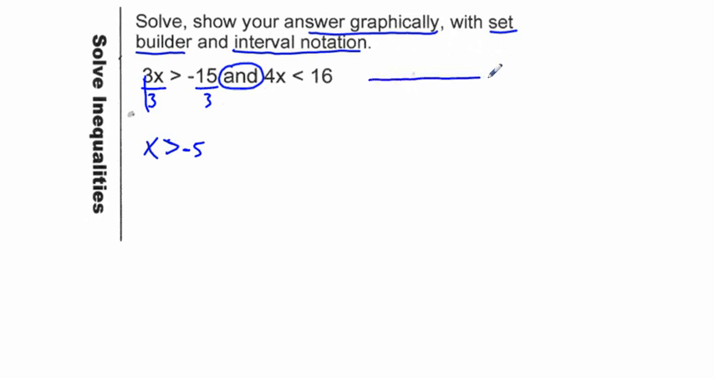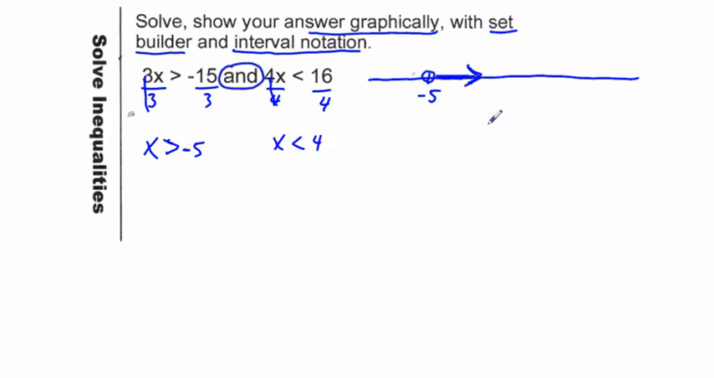So we have x is greater than negative 5. We can make a number line here, and if we put negative 5 on the number line, greater than indicates an open circular point, and we go to the right of negative 5. So that's what the graph of this would look like. And then we have our next inequality, 4x is less than 16, divided by 4, and we have x is less than 4.